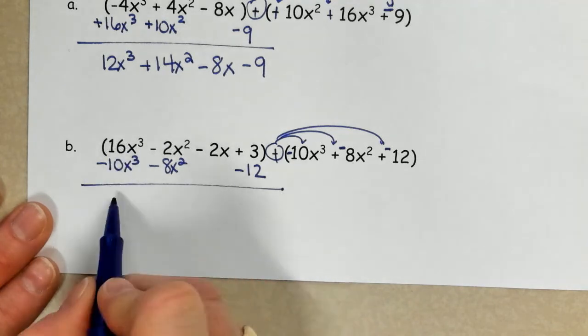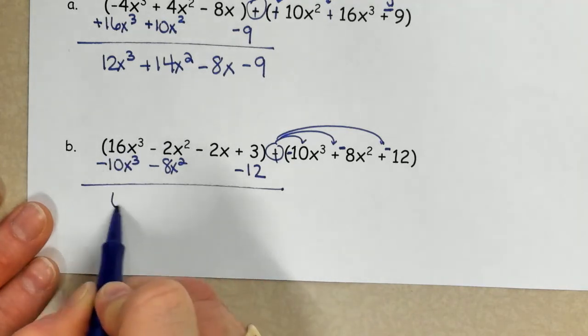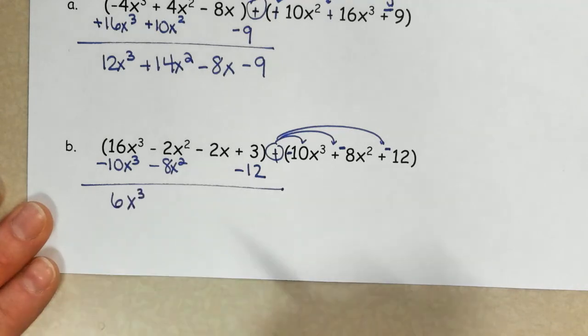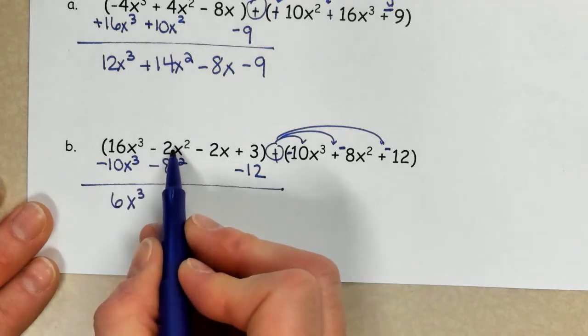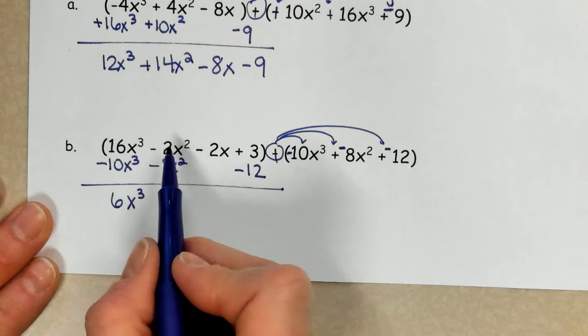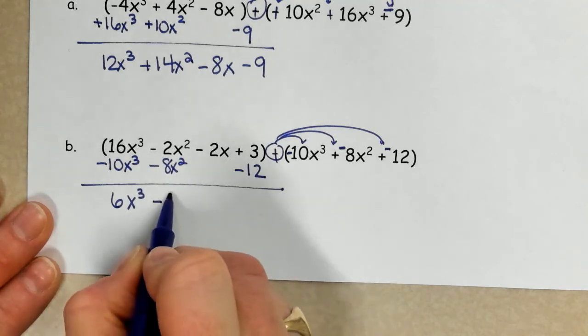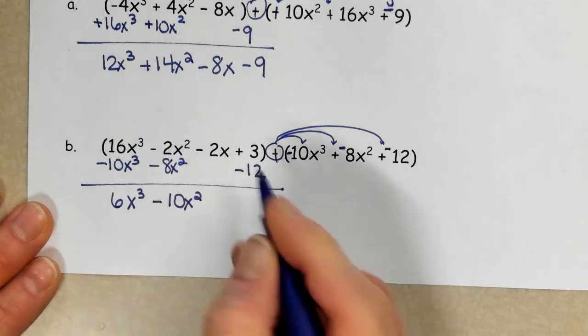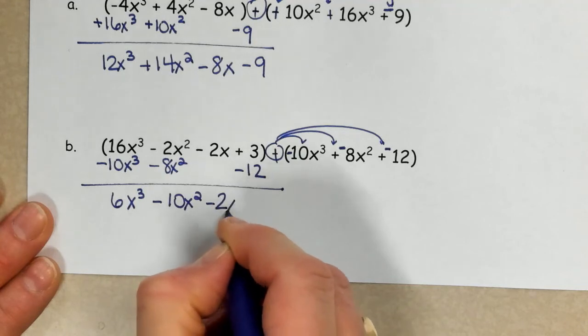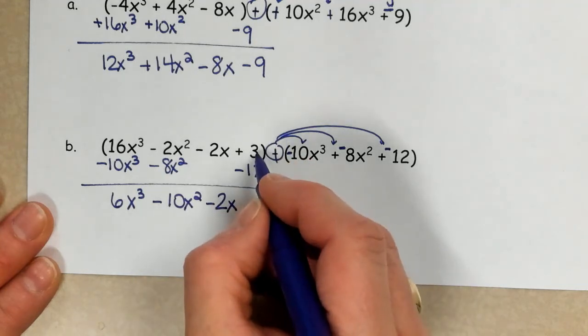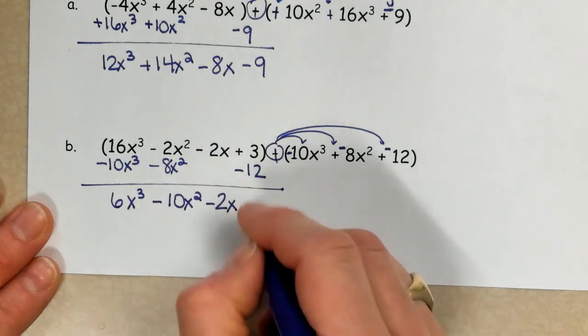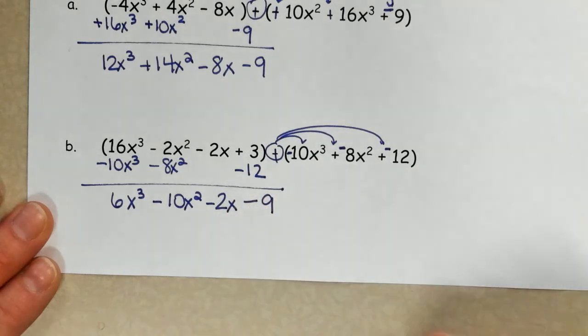16 plus negative 10, or 16 minus 10, is 6x cubed. Negative 2 plus negative 8, or negative 2 minus 8, is negative 10x squared. Bring down the 2x, and then 3 plus negative 12, or 3 minus 12, is negative 9.